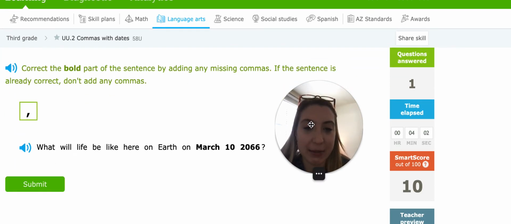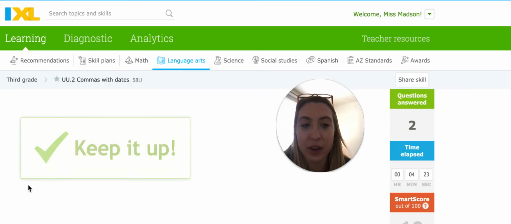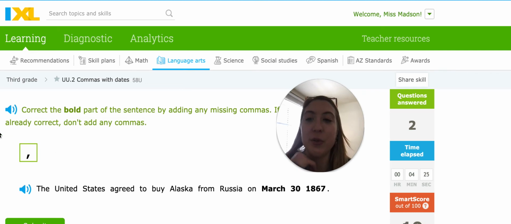Here, same thing. What will life be like on Earth on March 10th, 2066? Well, I know it goes in between the day and the year. So the two numbers, it's going to go in between two numbers. All right, and let's do a few more.